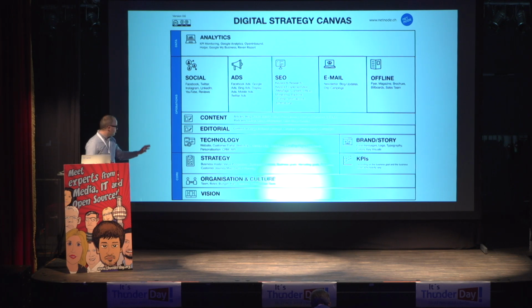In the core, in any brand or project, you have a vision and organization strategy. Then you have the technology layer, then the content layer, then the channels, and at the top you have the analytics. And the question is, where is Drupal or Thunder actually part of this canvas?